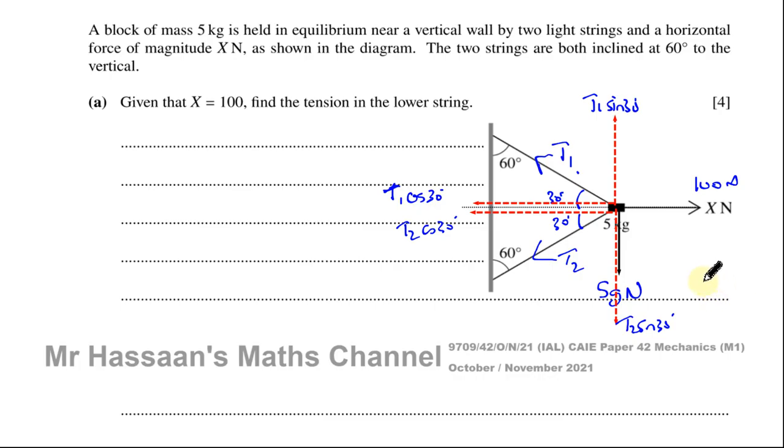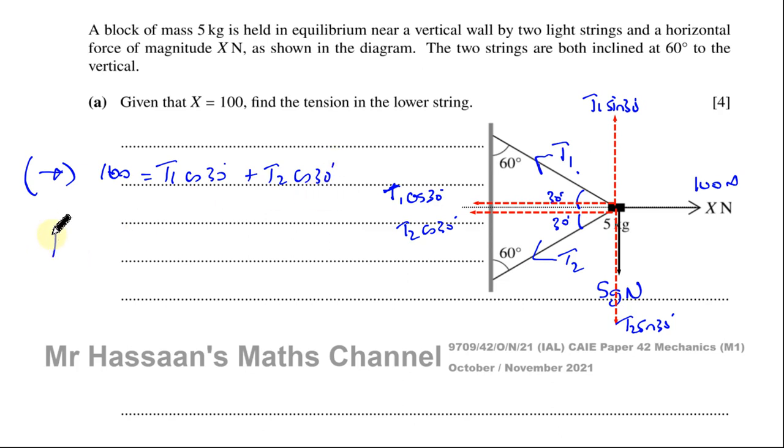So now if I consider the forces acting and resolve the forces horizontally, we know this is an equilibrium, so the forces acting to the right and the left are equal. So I can say 100 is equal to T1 cosine 30 plus T2 cosine 30.